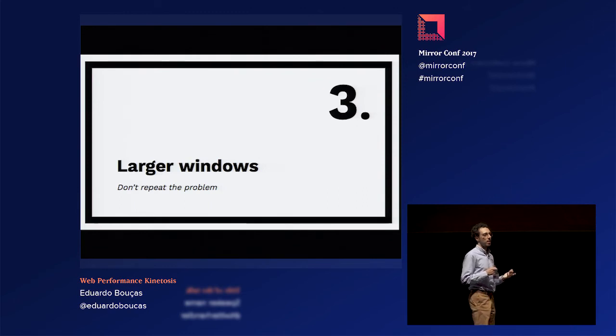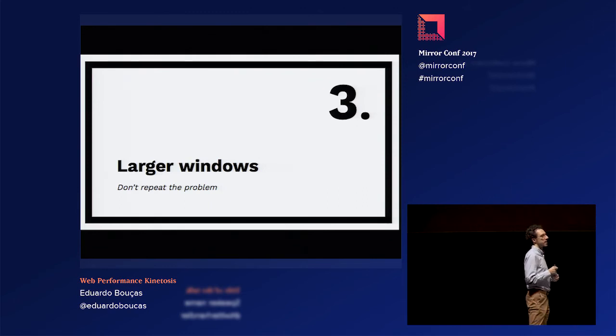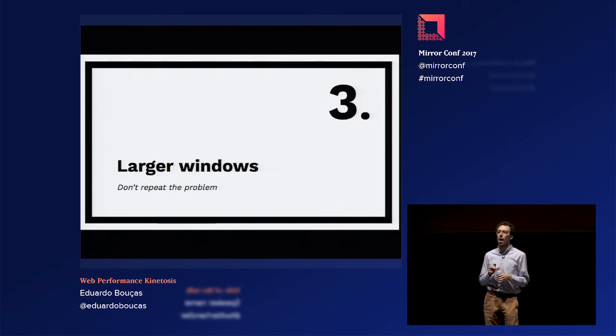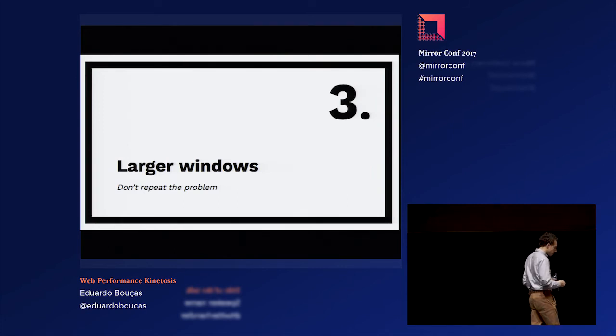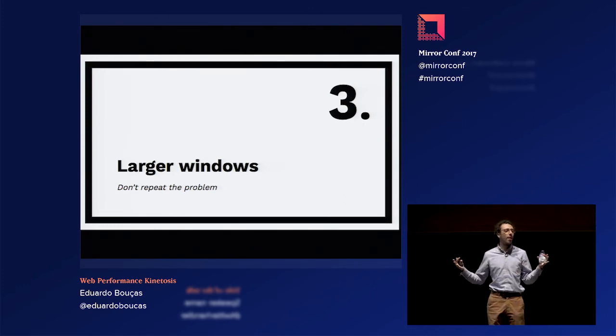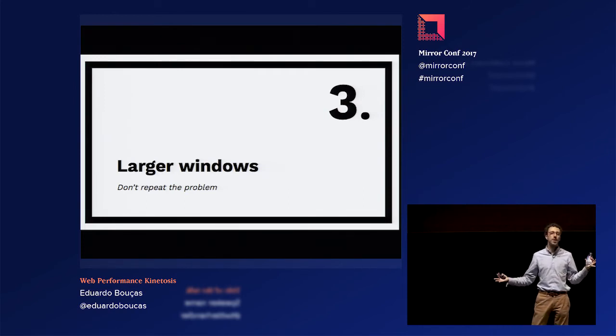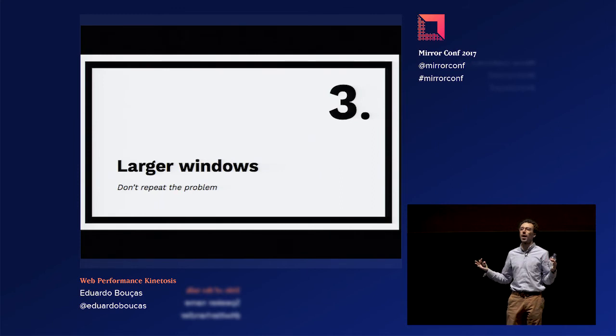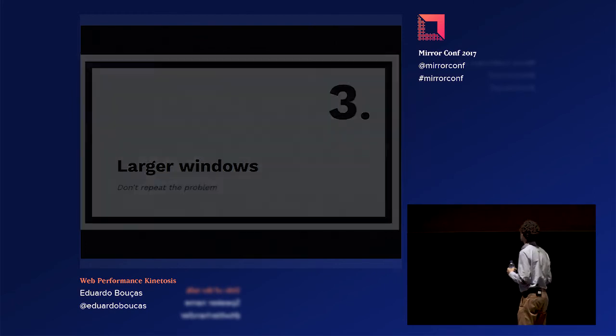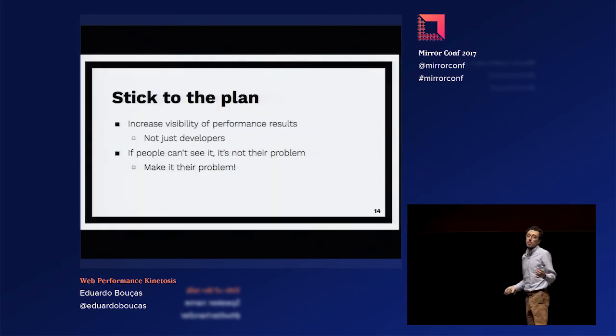But it doesn't really end there, because what's preventing the organization from going back to the old mistakes? How do you know that you're going to keep your word and stick to those thresholds and to those goals that you agreed on? Well, I'm probably stretching my metaphor here, but bear with me. We need to make sure that our bus has windows that are large enough that everyone can see the road at all times. So we need to make sure that we don't repeat the problem in the future. And we need to stick to the plan, basically.